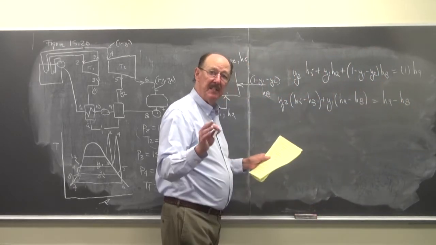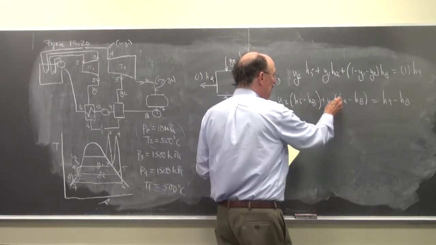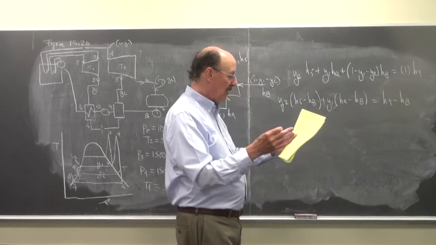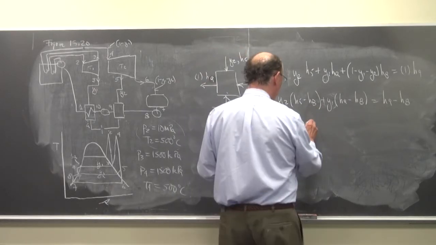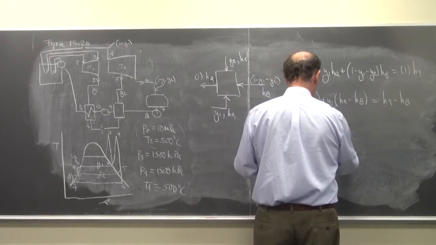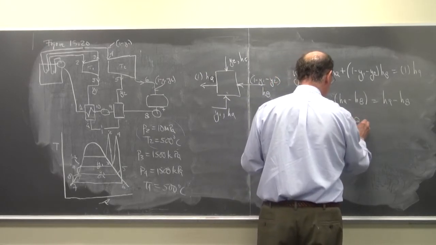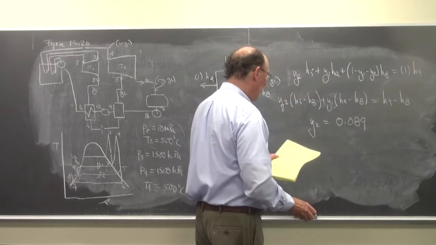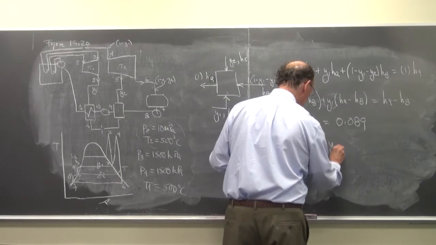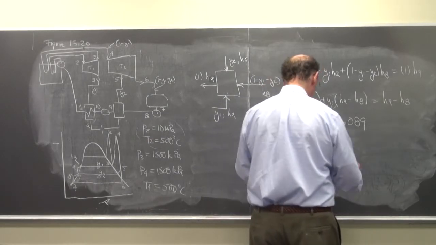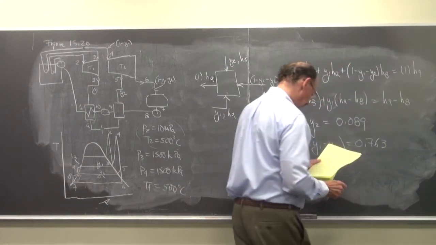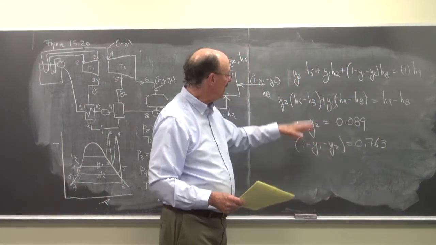So in this case, I know all the enthalpies and I know Y1, and if I substitute all that stuff in, I solve for Y2, and Y2 is equal to 0.089. And 1 minus Y1 minus Y2 is equal to 0.763. So I know I'm going to need these numbers as well.